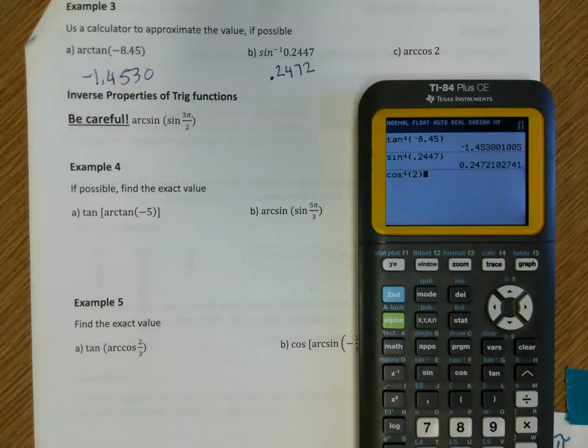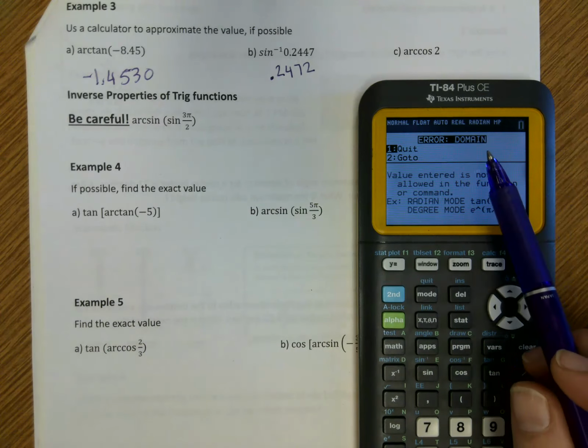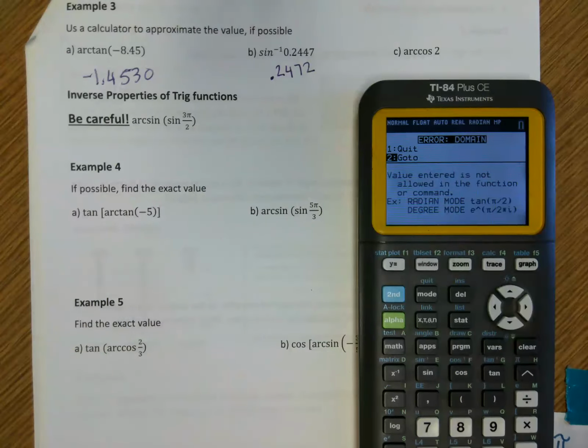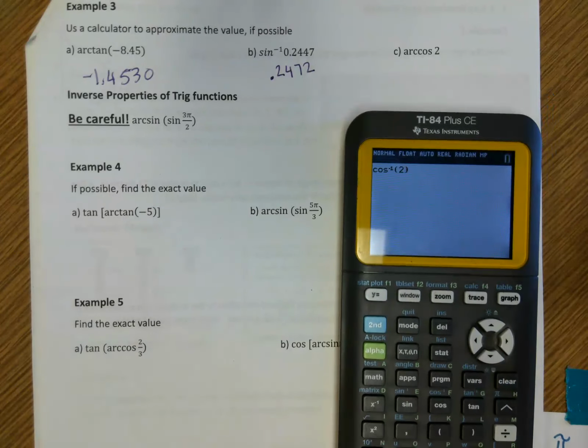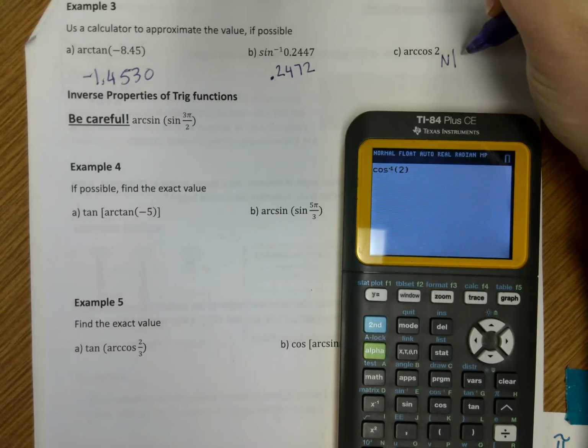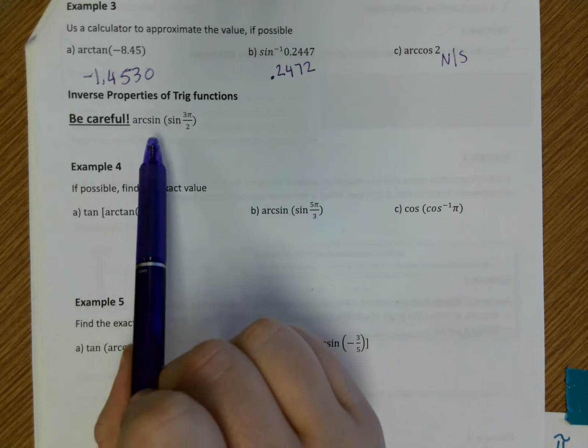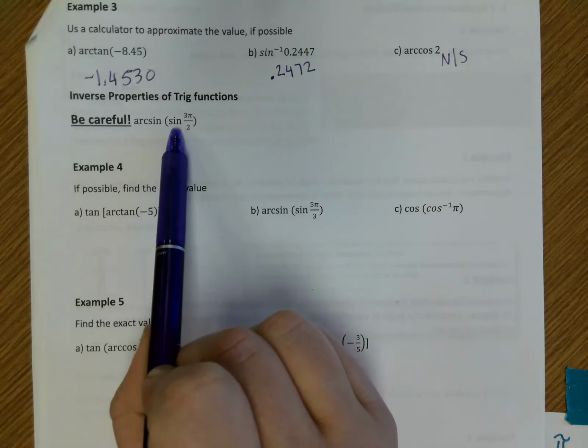Now, not to be rude, but your calculator is smarter than you. So let's say I type this in. It's saying this is a domain error because 2 is not in the domain. So this would be no solution right here.